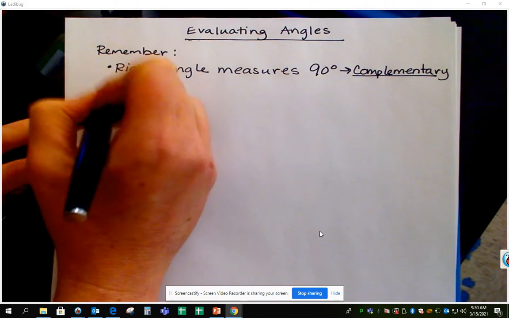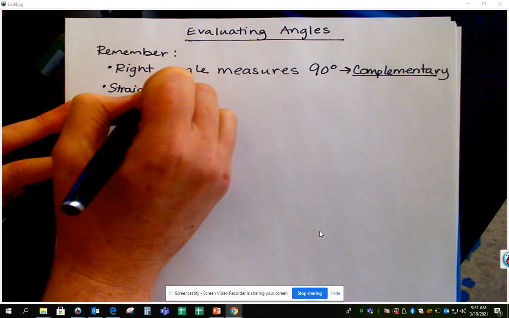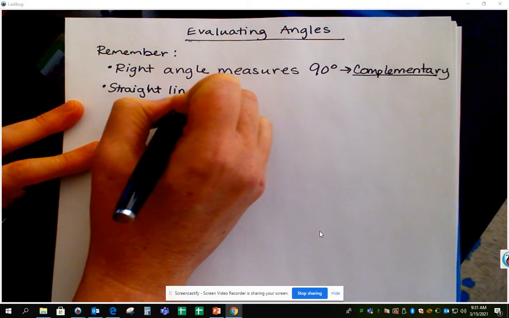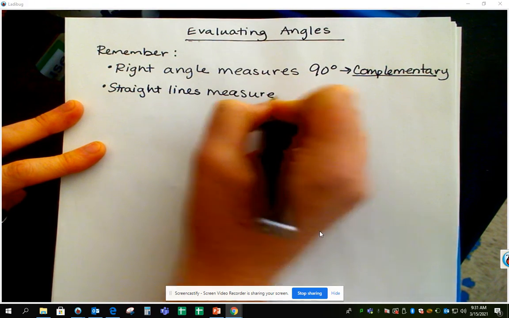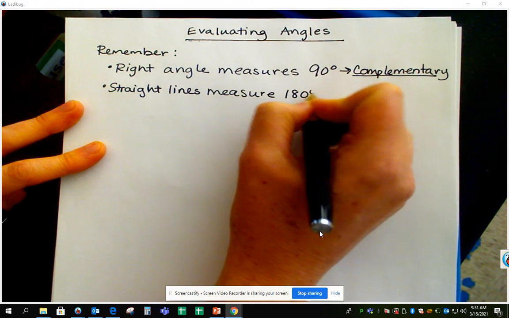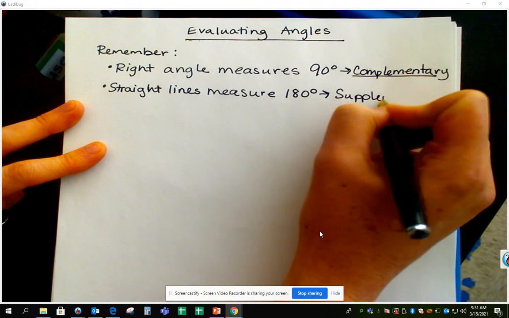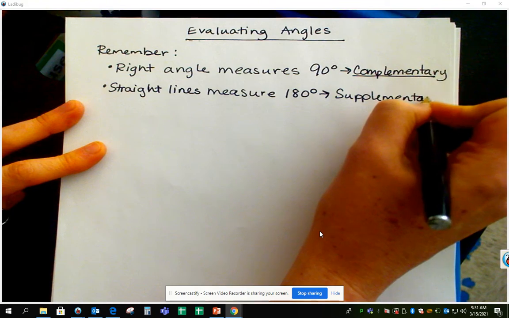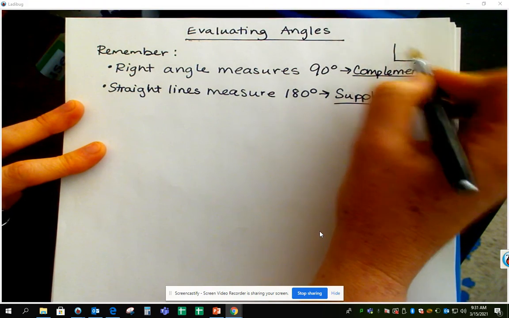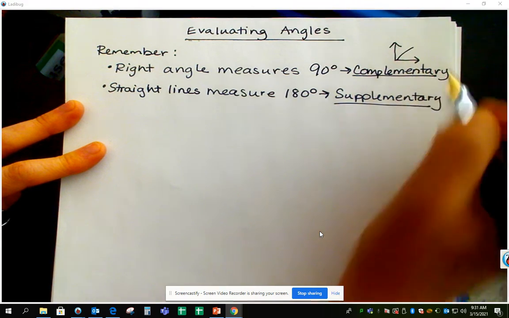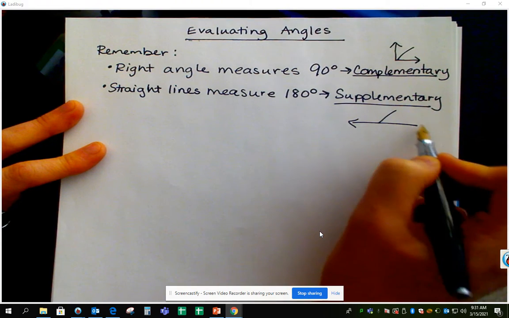And then remember, straight lines measure 180 degrees, and two angles that make a straight line are called supplementary. So two angles that make a right angle are complementary. Two angles that make a straight line are supplementary.